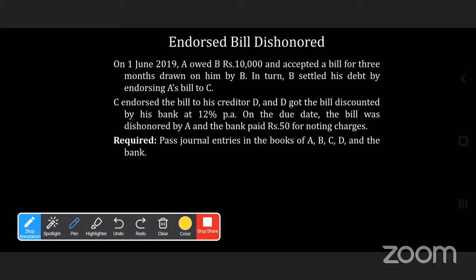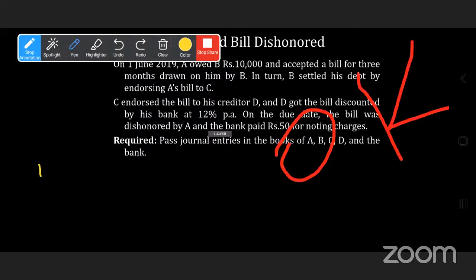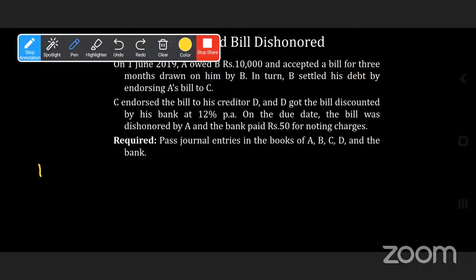Shall we start writing this? Yes, ma'am. First of all, let us take the journal of B. Here, B is the drawer. Now you have to write the bill. This transaction took place on 1st June 2019.